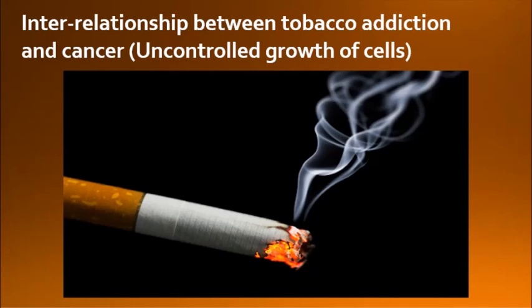From 2 we get 4, from 4 we get 8, and this way the cells are just being produced without even needing the division to take place. Then it can lead to cancer.